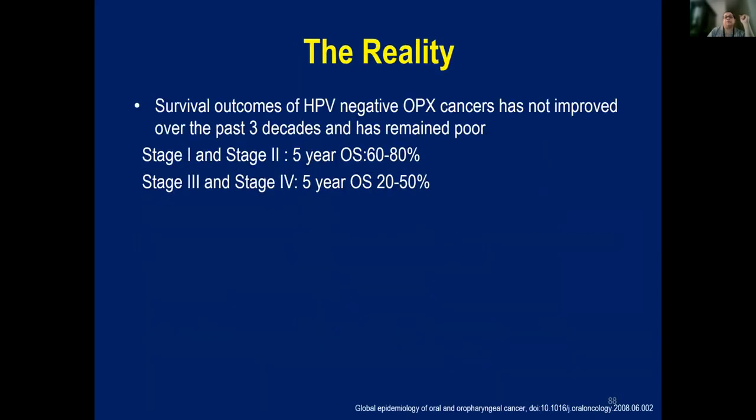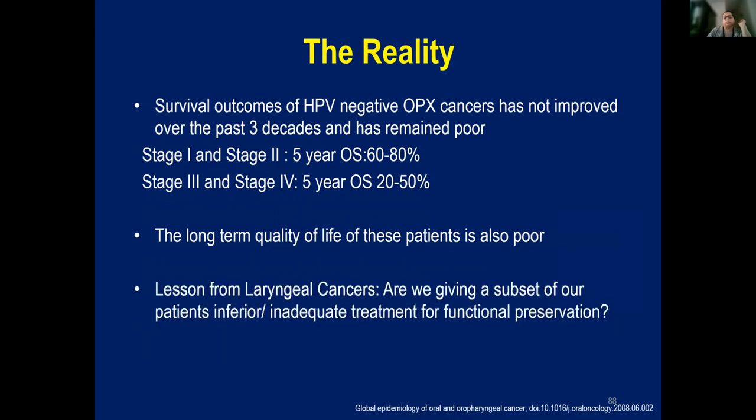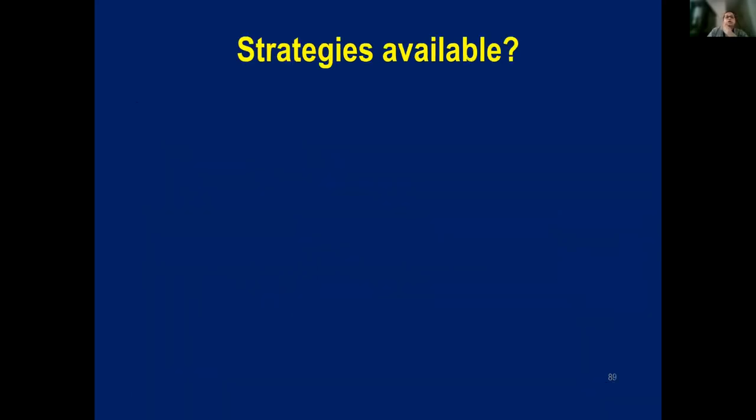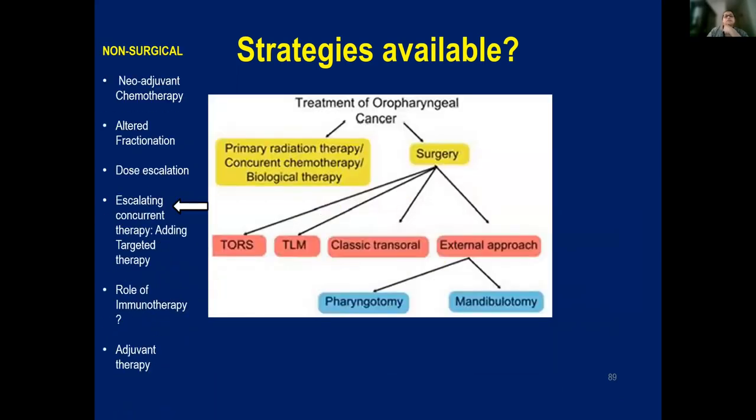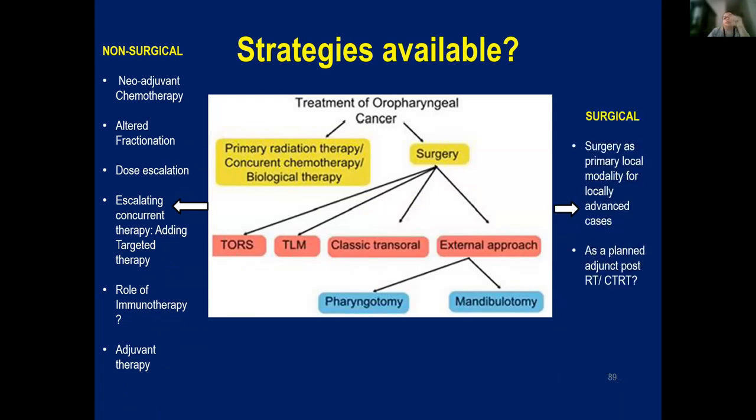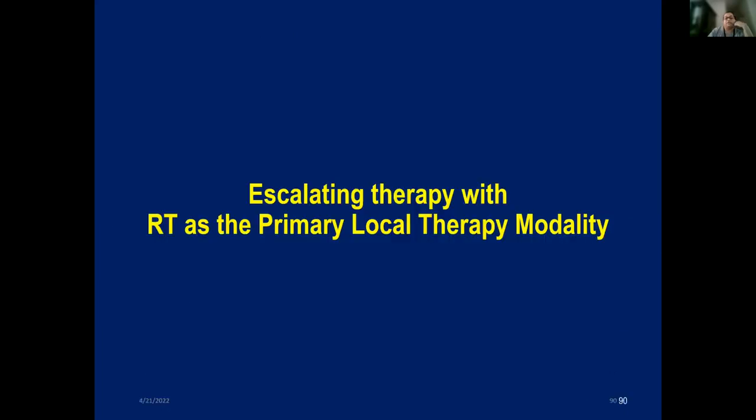So the reality is that survival outcomes for HPV negative oropharyngeal cancers have not improved, and it still remains low. The long-term quality of life of these patients is also poor, and we may have to do something more for our patients. What are the strategies available then? If we look at our HPV negative cancers, non-surgical, we have neoadjuvant chemotherapy, altered fractionation, dose escalation, escalating by addition of targeted therapy to the concurrent chemoradiotherapy, and surgical, of course, surgery here may then be used for intensification.